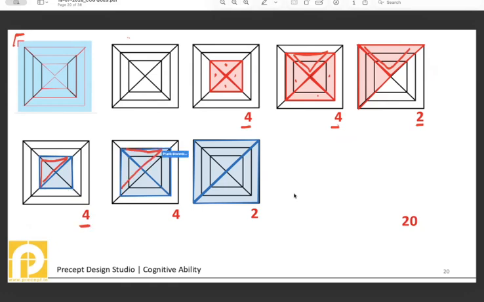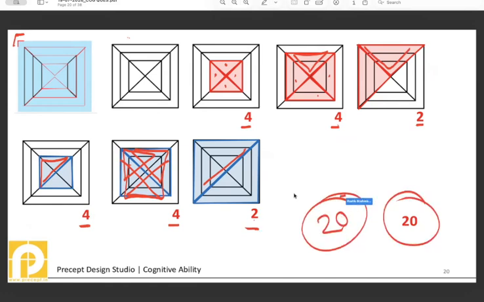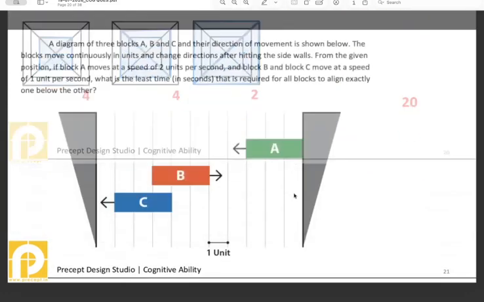Or let me draw it the other way. This kind of, this kind of, this kind of, and this kind of, 4 triangles. And then 2 large triangles here. That adds up to a total of 20 triangles. Okay, we'll move to the next one.